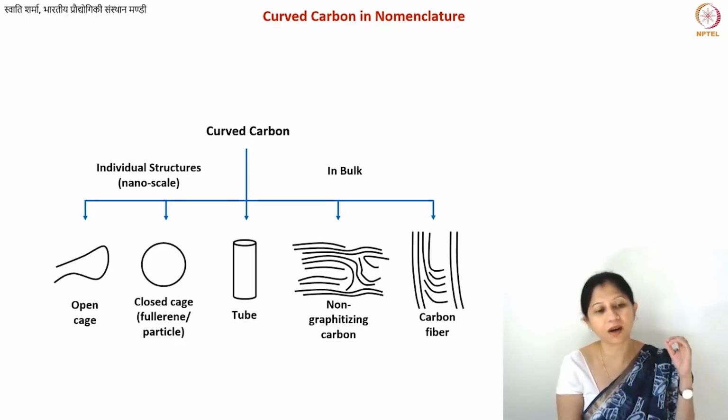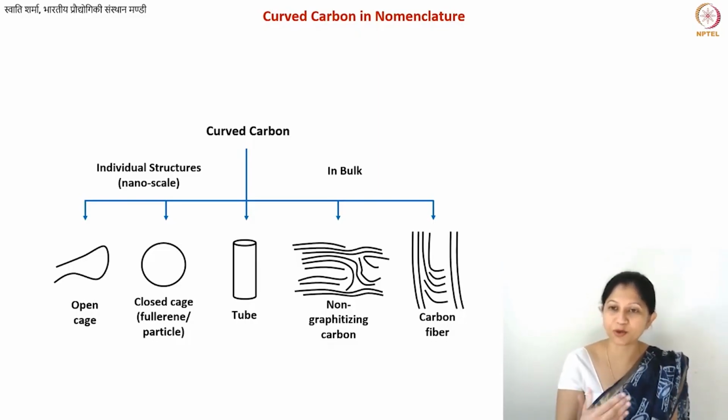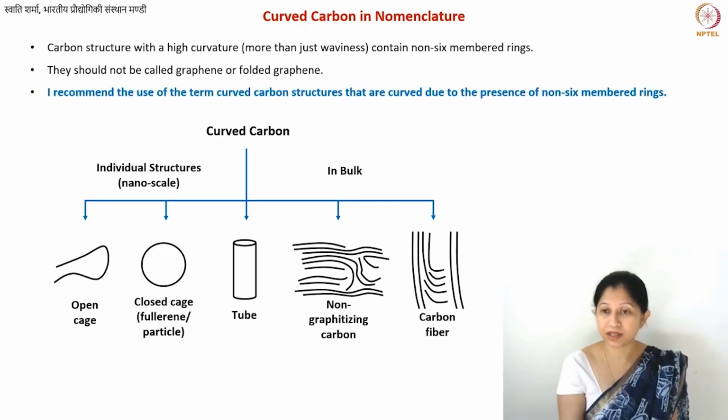And that is because these curved carbons do not have perfect sp2 hybridization. They may have sp2+n hybridization. So in order to explain all these materials which have sp2+n hybridization, the term curved carbons can be used. This is my rather personal recommendation, so it is up to you if you would like to follow.